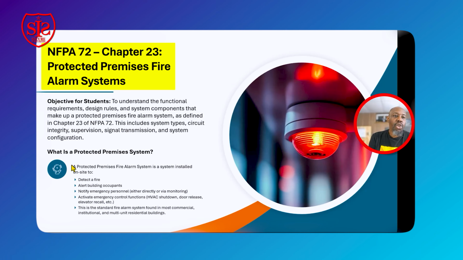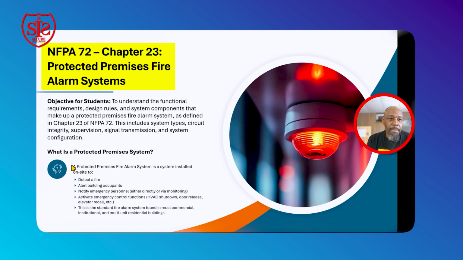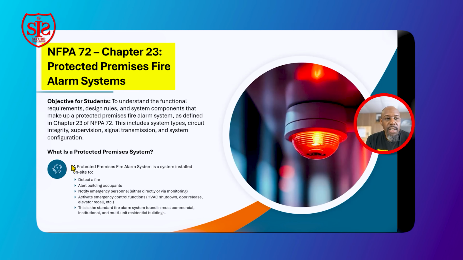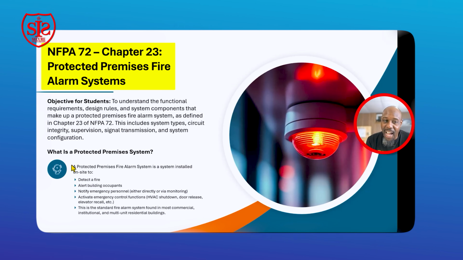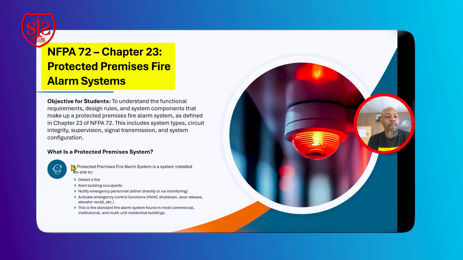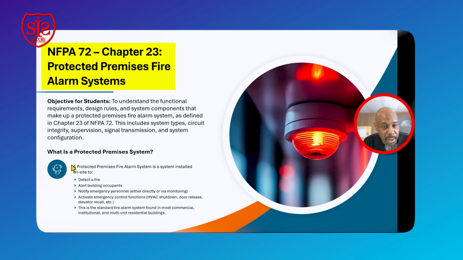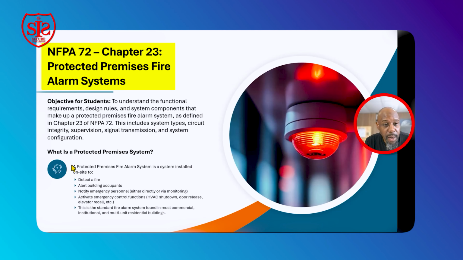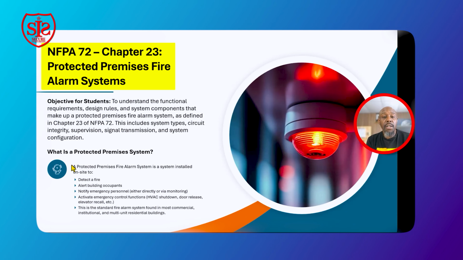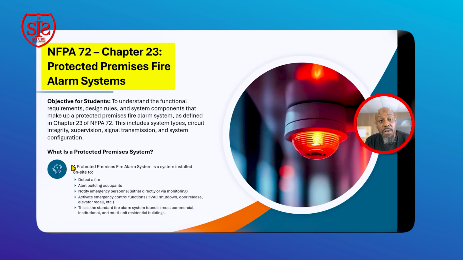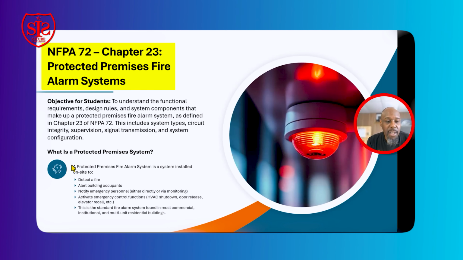Now moving on to Chapter 23, this is the protected premises fire alarm system. This is to help you understand the functional requirements, design rules, and system components that make up a protected premises fire alarm system as defined in Chapter 23 of NFPA 72. This includes system types, circuits, integrity, supervision, signal transmission, and system configuration. So what is a protected system?